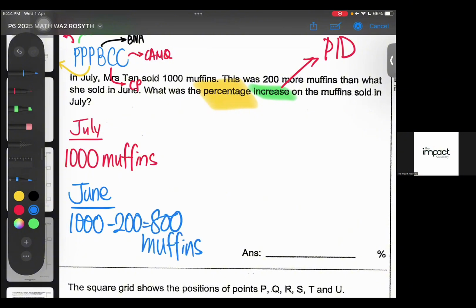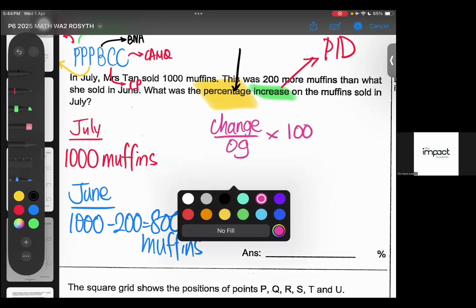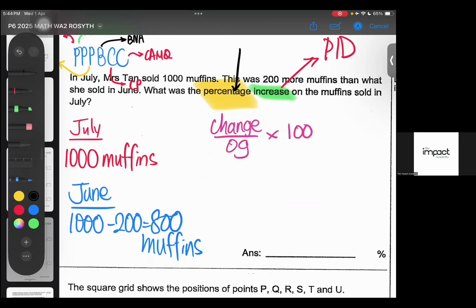Okay. Every time they ask for increase, there is a formula that we use. It's increase over original, or we call it change over original, times 100. The reason why you times 100 is because the question asks for percentage. Anything that asks for percentage, you must times 100. Is this something that you can understand? If you can understand this, sing A, B, C, D. Very good. Okay, enough.